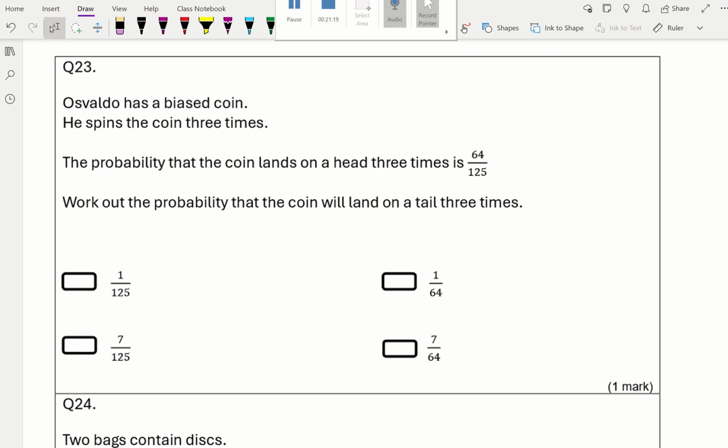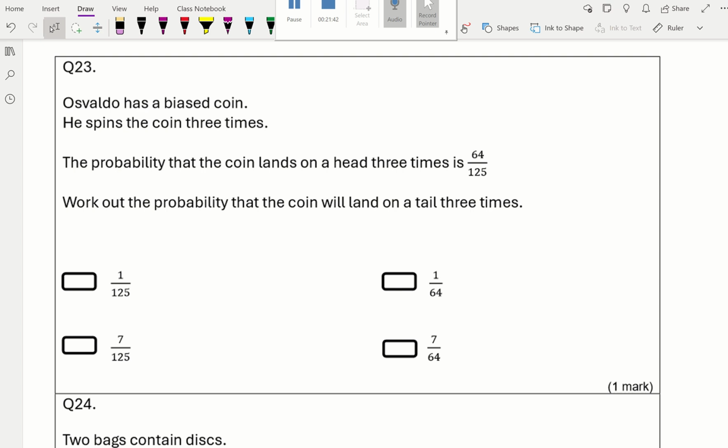Question 23. Osvaldo has a biased coin. He spins the coin 3 times. The probability that the coin lands on a head 3 times is 64 over 125. Work out the probability that the coin will land on a tail 3 times.